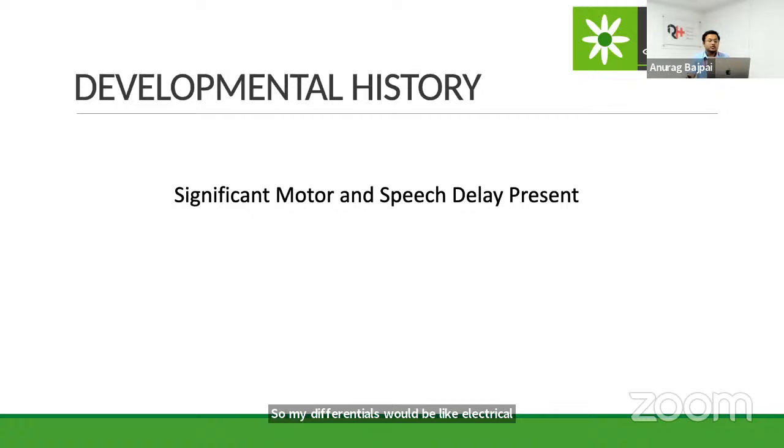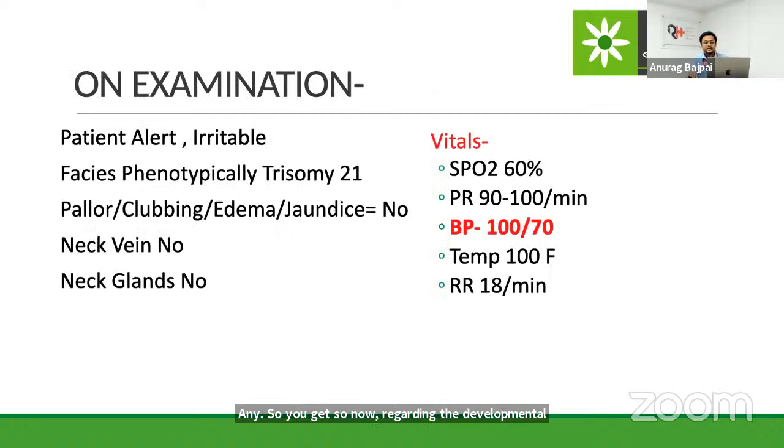Regarding the developmental history, significant motor and speech delay was present. When we examined the child, he was alert but very irritable, and his face was phenotypically trisomy 21. Regarding the vitals, the child had severe hypoxemia with oxygen saturation near about 60%, normotension, and he had fever at the time of his hospital visit.